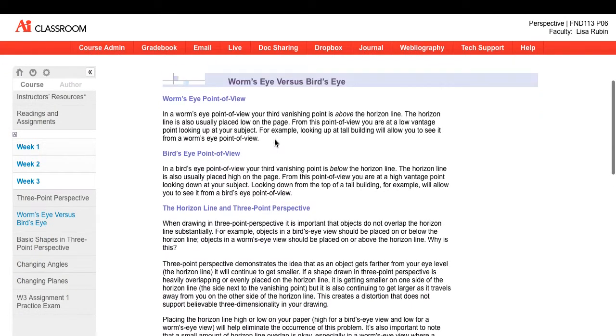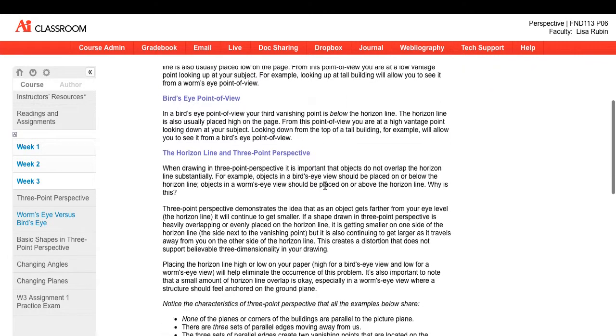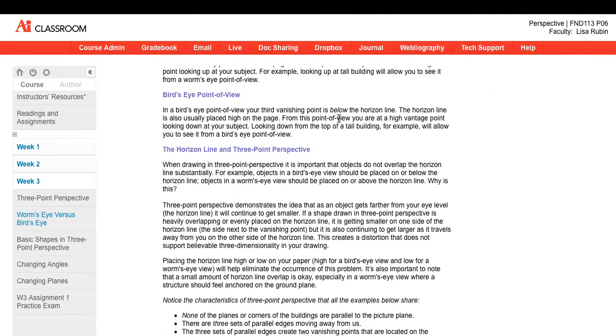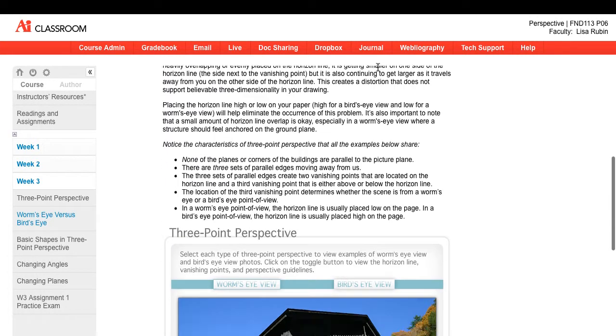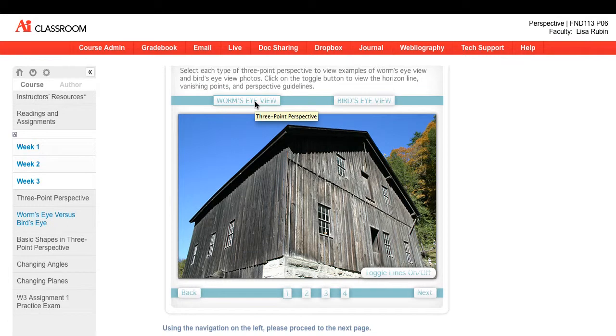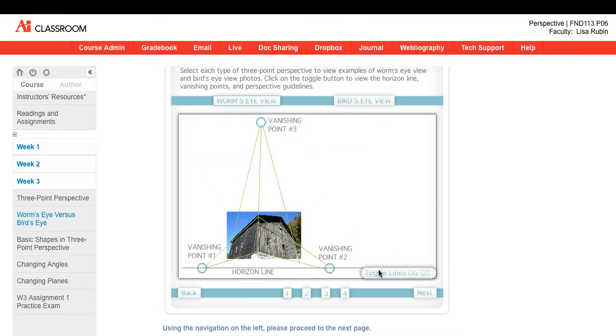Okay, as I said before, worm's eye is as if you're a worm looking up at the object, which means the vanishing point is above the horizon line. Bird's eye view is the opposite. It's as if you're looking down at the object, which means the vanishing point is below the horizon line. Here's an example of worm's eye view, and let's look at the lines so you can see how that works. We're also getting a little review of two-point perspective here.